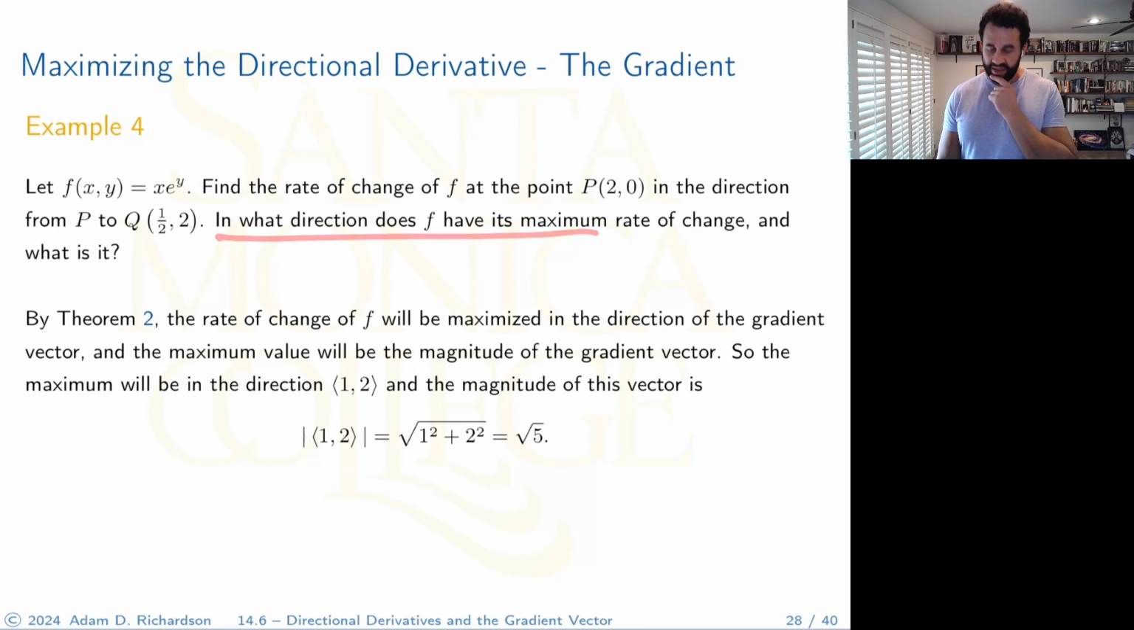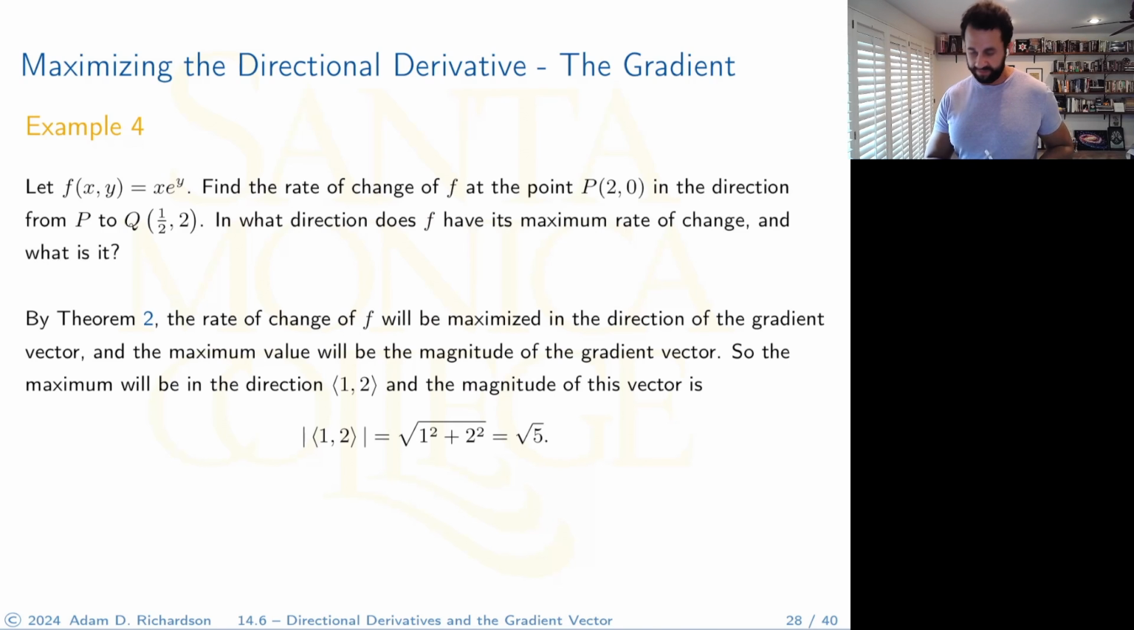In what direction does f have its maximum rate of change? The direction of the gradient vector. Definitely, the direction of the gradient vector. What is the maximum rate of change? We need to find the magnitude of the gradient vector at that point. So we found that the gradient vector at that point was (1, 2). Now we just need to compute its length. And there we go. So that is the magnitude.